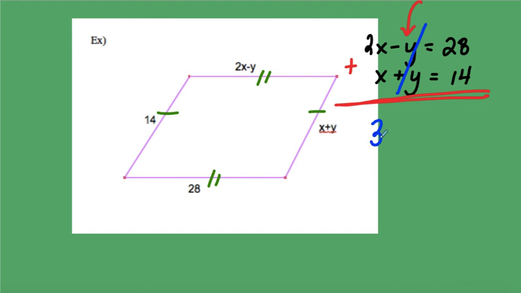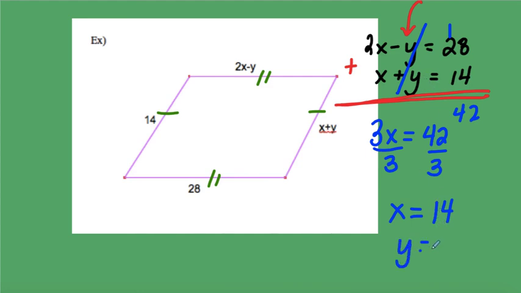Those would get eliminated and we get 3x equals 42. So we divide by 3. And so x equals 14. Well, if x equals 14, then y would have to be equal to 0. And if those two things are true, then this figure would be a parallelogram because then opposite sides of a quadrilateral would be congruent. All right, guys, have a great day.